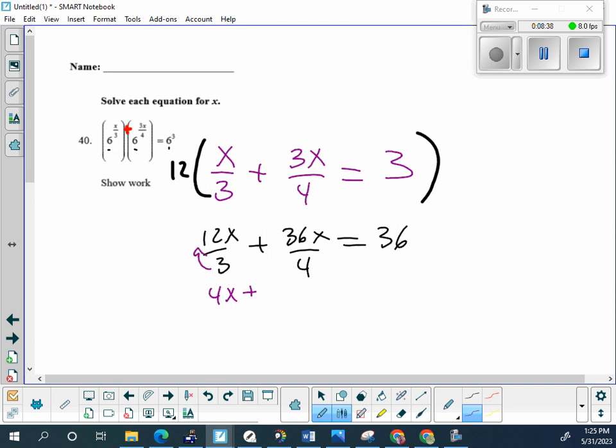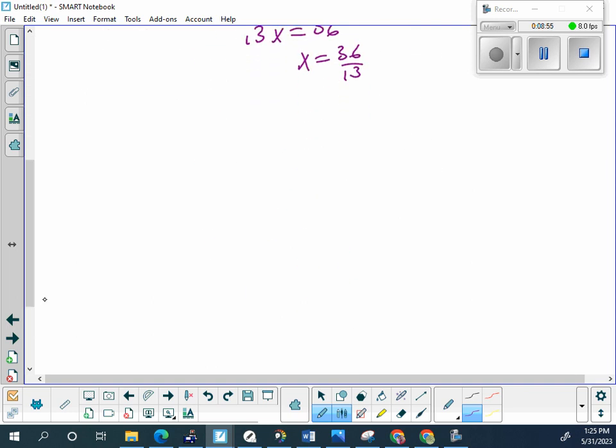3 goes into 12 4 times. 4 goes into 36 9 times, equals 36. Add these two together, I get 13x equals 36. X equals 36 over 13. And that is the answer to that one. Okay, moving on to the next question.